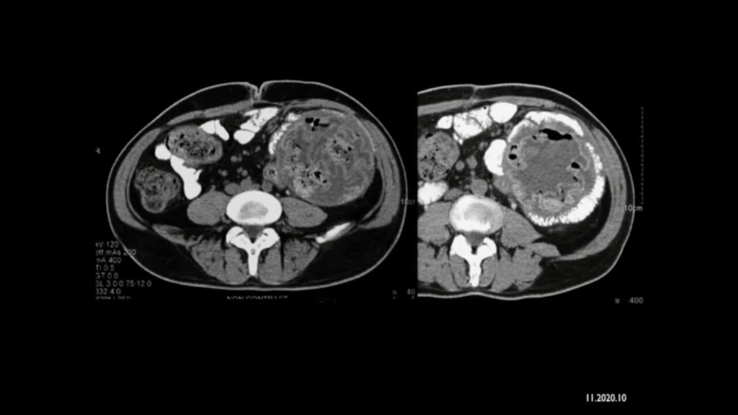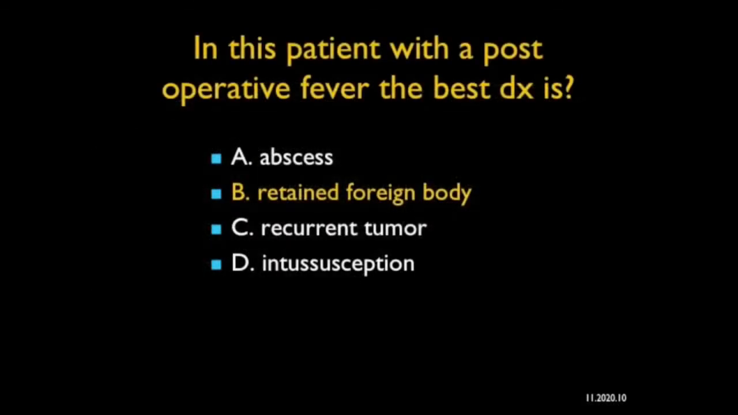Recurrent tumor, I guess you need to think about it, but it was soon post-op. It's surely not an intussusception. This is the CT appearance of a retained foreign body, and this was a sponge. Yes, the count of sponges was normal. We always see normal counts when a needle or a sponge is left behind, but just a beautiful example of a retained foreign body, which was a towel.